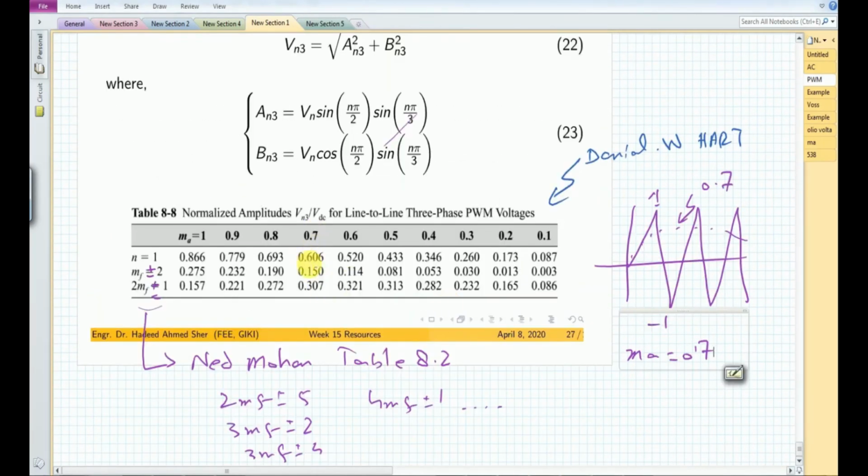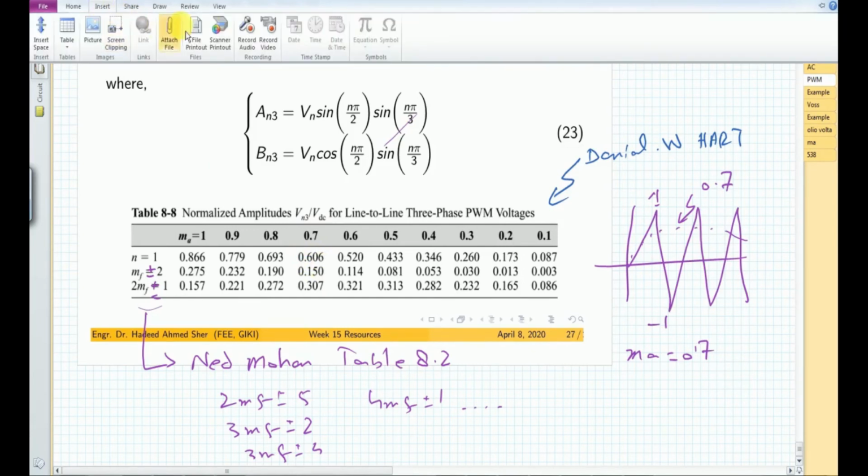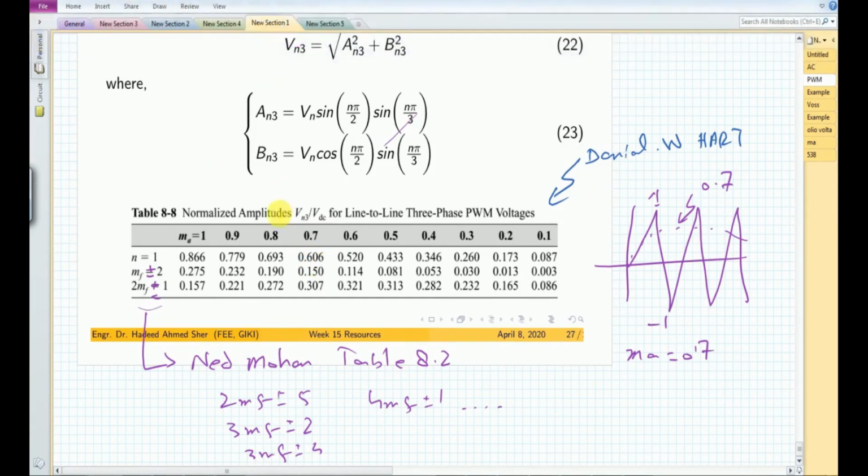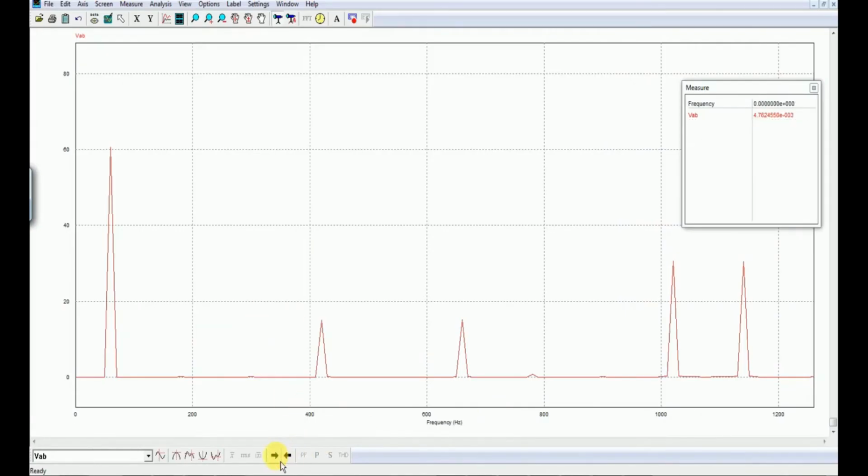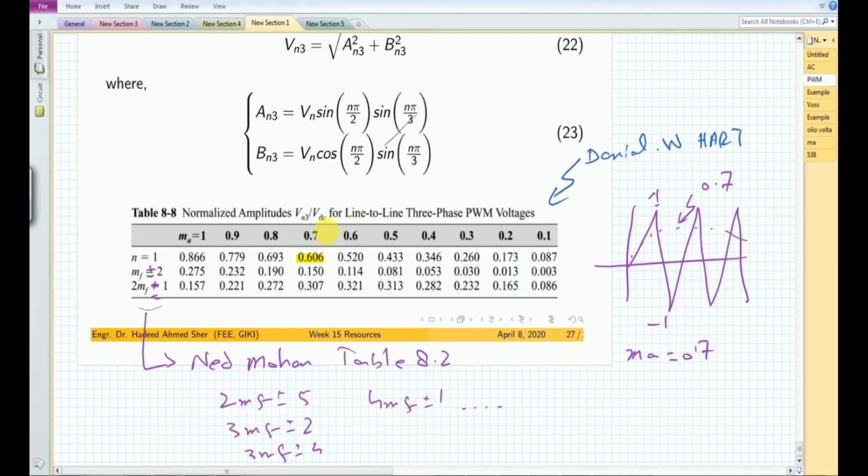Now because this m of a is set to be equal to 0.7, therefore the fundamental component should have a value equal to 0.606. So this should be the value we should get for the fundamental component. And because this VDC is equal to 100 volts, we expect to have 60 volt for the fundamental component. So if I move here, this is the fundamental component at 60 hertz frequency, and you can see that this VAB has 60.6 volt available, which is exactly the same as that given in this table.